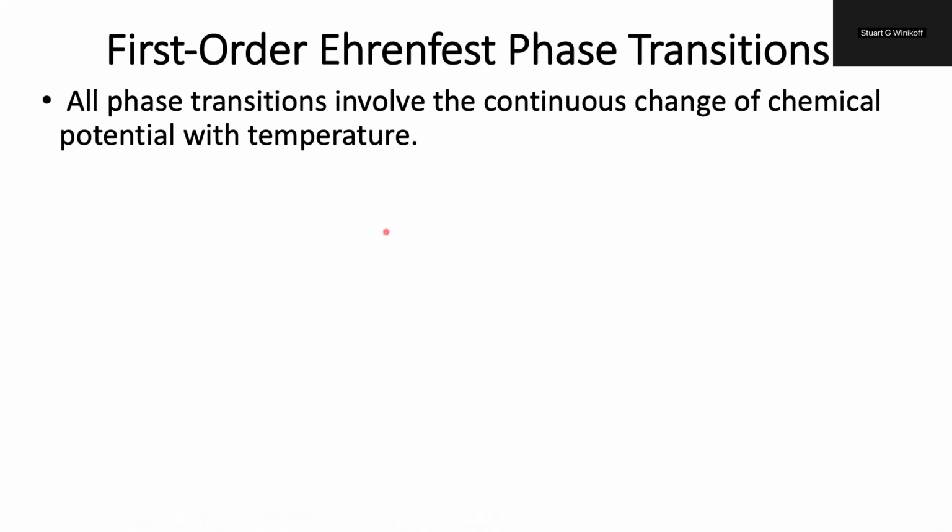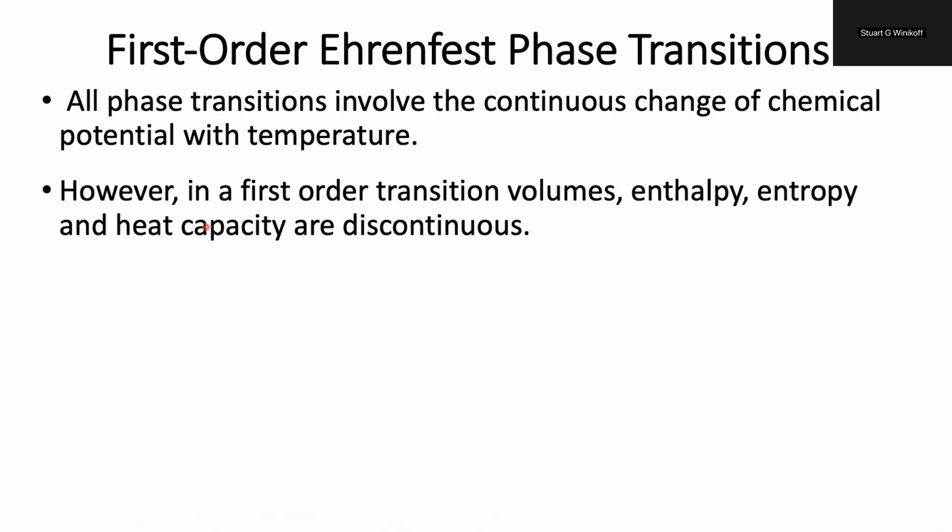So it's worth noting that all phase changes tend to involve a continuous change of chemical potential with temperature. So as I increase the temperature, the chemical potential will change continuously. There will be no abrupt shifts or jumps.